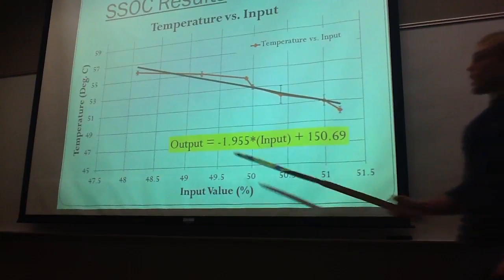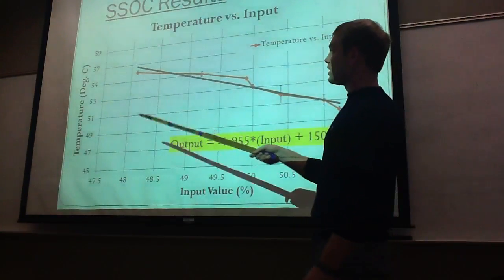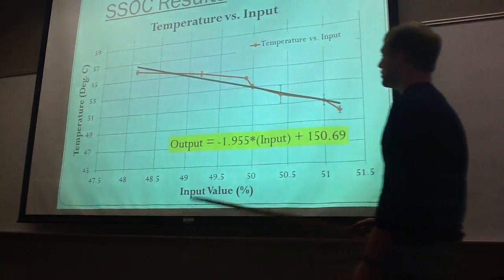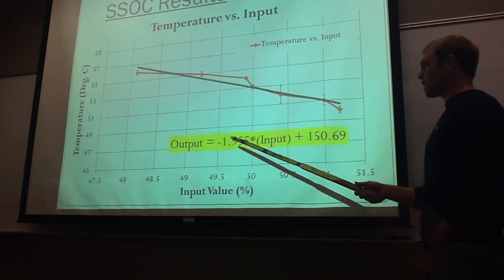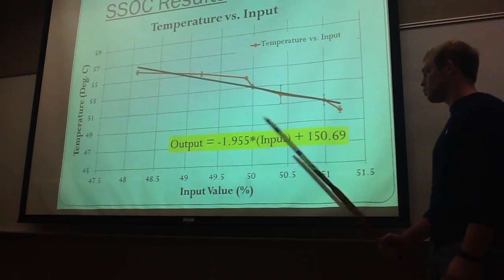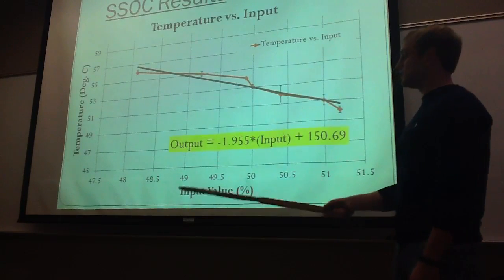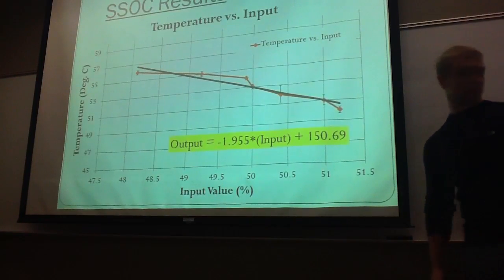Here is a graph of all of our results compiled together, and you can see that our ranges were from 50 degrees to 56 degrees, so that was good. The trend line equation was basically -2 times the input plus 151. The reason why it's negative is because as the input values increased, the temperature drops.